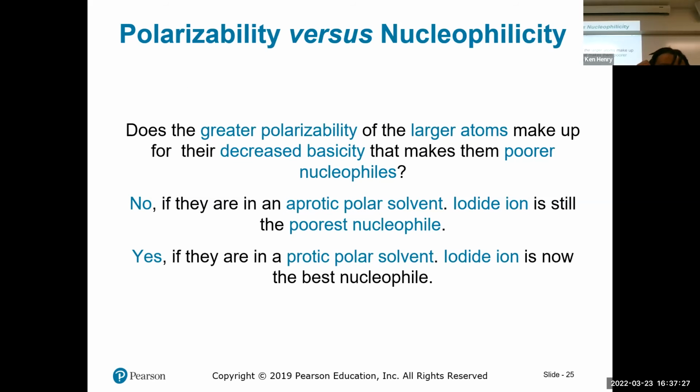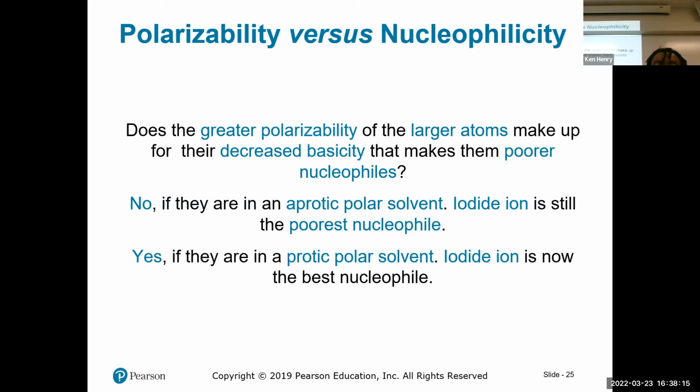So if we start talking about polarizability versus nucleophilicity, the question we should be asking ourselves is: does the greater polarizability of a large atom make up for its decreased basicity, which makes them poor nucleophiles? The answer is no, it doesn't.